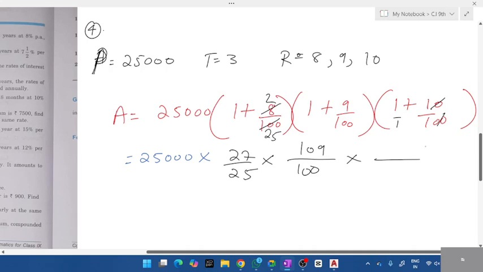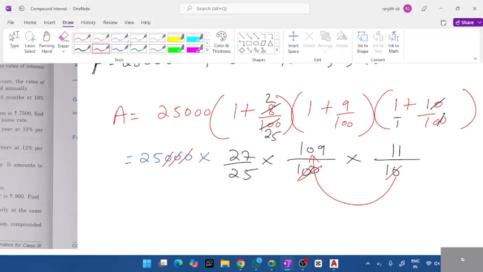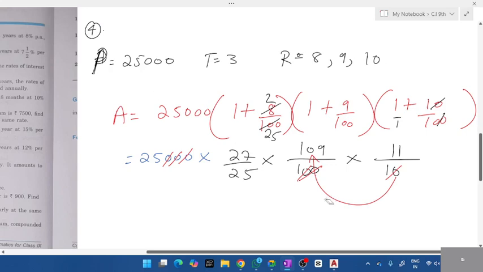Okay, what's the LCM for the third one? What did you get? 11 by 10, right? Yes, 11 by 10. Reduce everything. 27, 25. See, this calculation is simple. There are two zeros here, three zeros and three zeros. Here, can I reduce this zero to this zero? Is it possible? Can I reduce it?